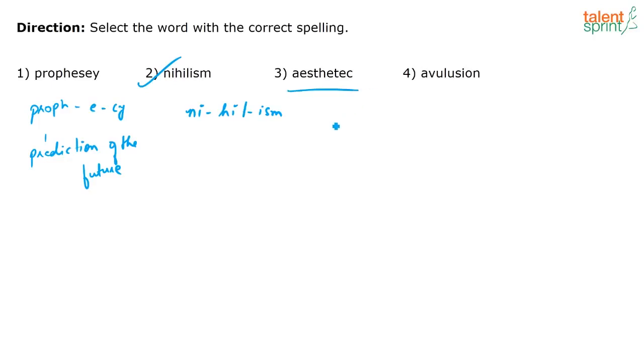Aesthetic, again, is not a difficult word. I'm sure you know this word. Let's break it. Aesthetic. It's a 3-syllable word. It's not aesthetic, it's aesthetic. I-C. Incorrect. And avulsion. Aesthetic is just to have artistic ability, right?